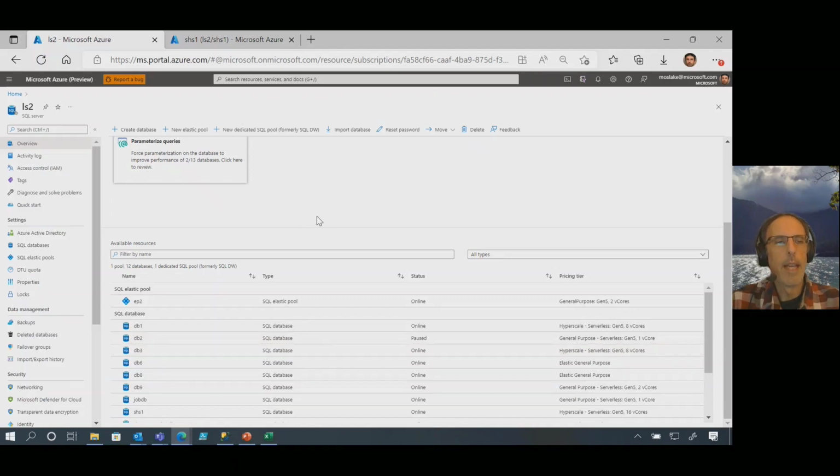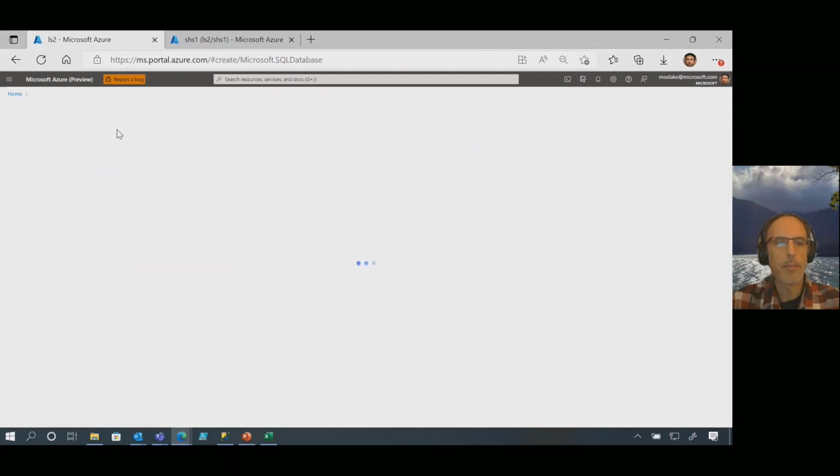Here I'm showing the Azure portal. I've pre-created a server called LS2. And what I'd like to do is create a new serverless hyperscale database. So let me begin by clicking this button called Plus Create Database.